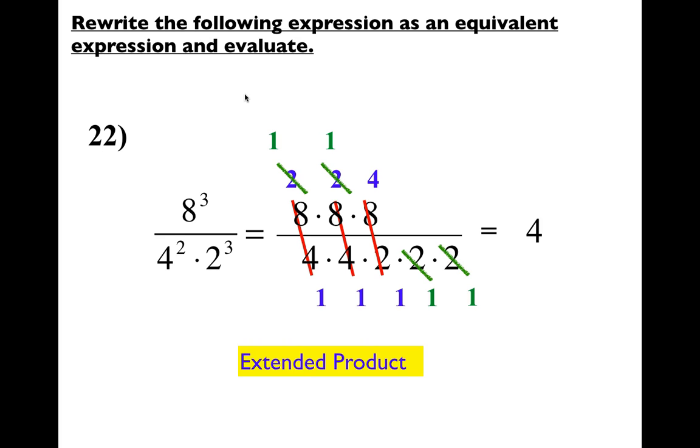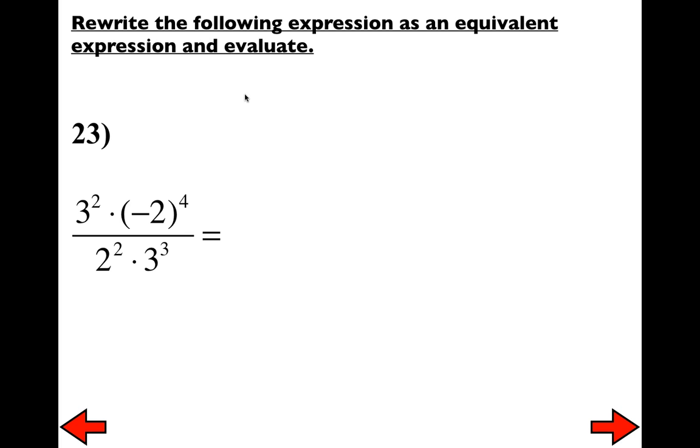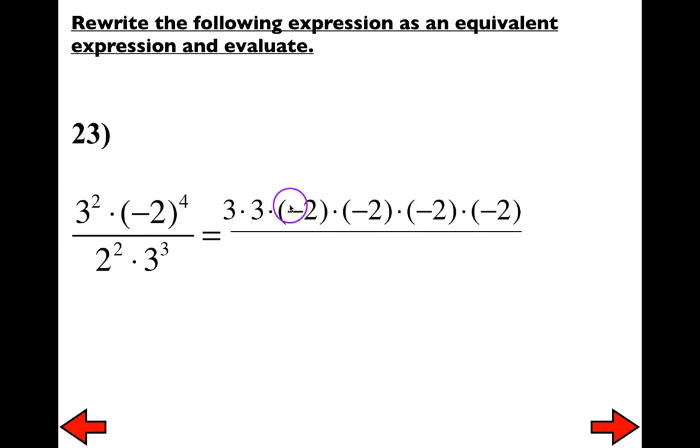Okay, so now let's go ahead and try number 23. First and foremost, if you ever question how to do things, always do extended products. That is your best bet. So here, I'm going to go ahead and extend this out. 3 repeated 2 times, negative 2 repeated 4 times. Here, 2 repeated 2 times, and 3 repeated 3 times.